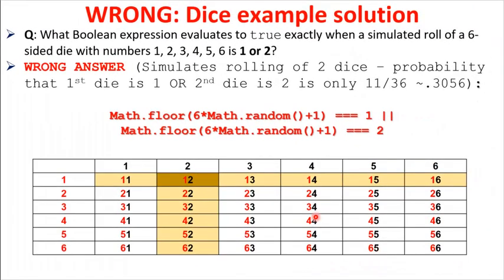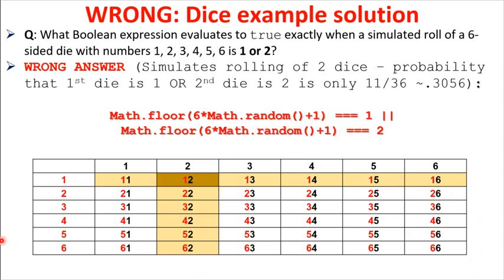Let me tell you what a wrong solution would be. A wrong solution would be to basically repeat this 2 times. So you have math.floor of 6 times math.random plus 1 equals 1, right? Or math.floor of 6 times math.random plus 1 is equal to 2. So this is really simulating the roll of 2 dice, and it's asking if the first one is 1 or the second one is 2.